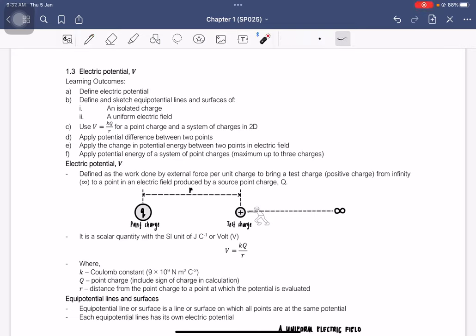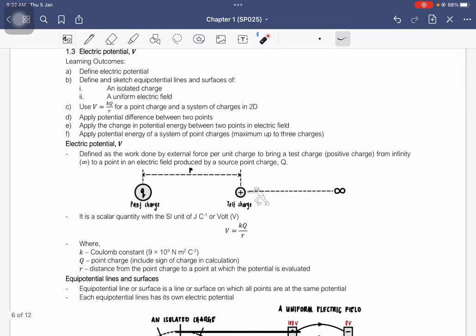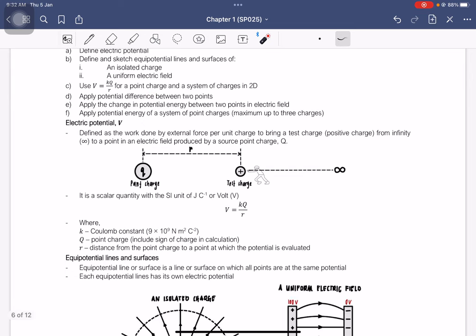For subtopic number 3, which is on electric potential. You have to be able to define what is electric potential, define and sketch equipotential lines and surfaces of isolated charge and a uniform electric field. Use this equation for a point charge in a system of charges in 2 dimensions. Apply potential difference between 2 points. Apply the change in potential energy between 2 points in electric field. And lastly, apply potential energy of a system of point charges, maximum up to 3 charges.